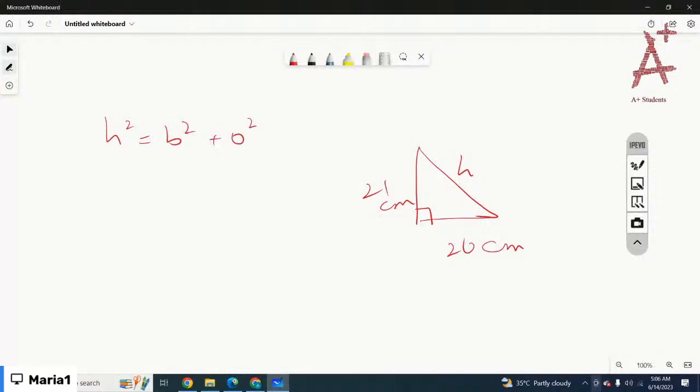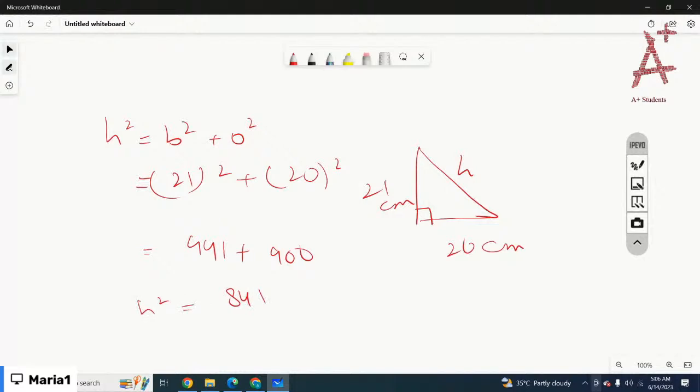Got it? So here you have hypotenuse is h, base is 21. So it would be 21 squared plus opposite, that would be 20 squared. So let's just calculate the values. 21 times 21 would be 441, and plus 20 squared is 400. So 400 plus 441 would be 841. Got it? That is h squared.